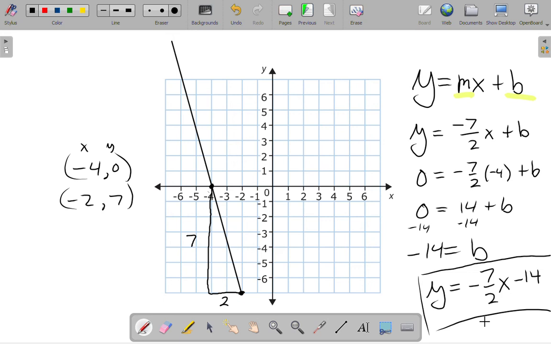All right. So we take our drawing, we find 2 points, draw a triangle to find our slope. Then we take one of those points, plug the x and y values back into our equation to find the value of b. And we put that back into the equation, and then we have the equation of the line.